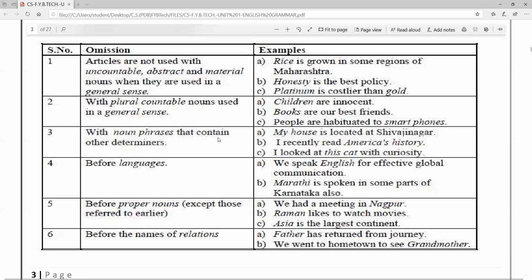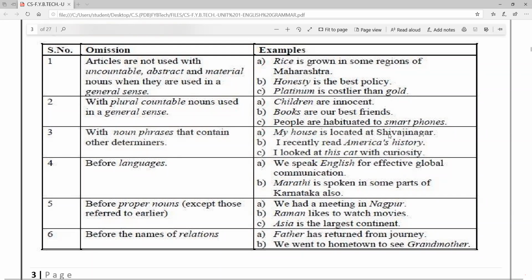With noun phrases that contain other determiners. So whatever the noun phrases are there, okay, and which are having the determiners. Determiners means what? A word that connects two words, located and Shivajinagar. These are the two words, okay. Located is the verb, Shivajinagar is the noun. So the word at is balancing the sentence, or it is connecting these two words. That's why it is called as the determiner.